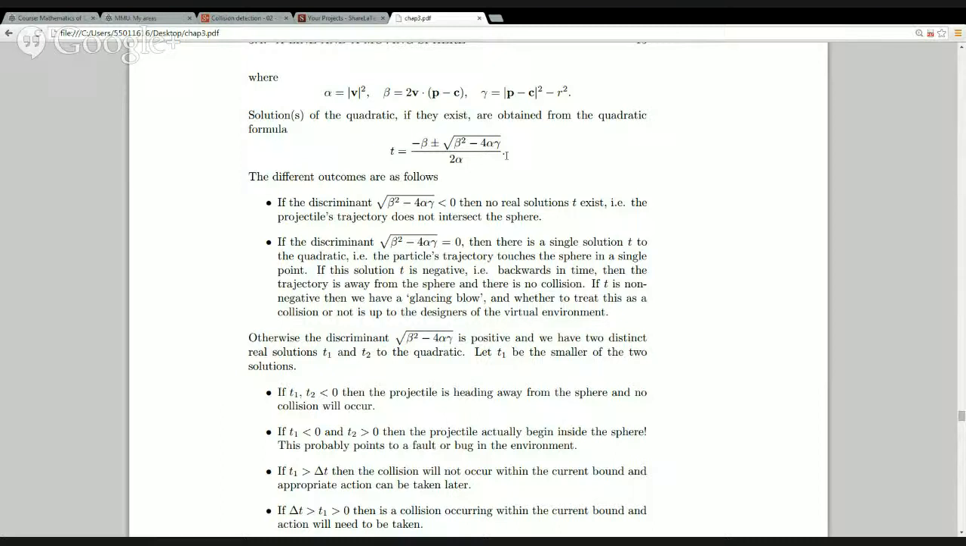Or if T1 is less than the bound, this last bullet point here, then the collision is going to occur by the time the next frame should be shown. The animation says so. There is a genuine collision. We'll need to take some appropriate action, an explosion, break apart the object or something, some kind of physical simulation will need to take place, because you've got a genuine collision.